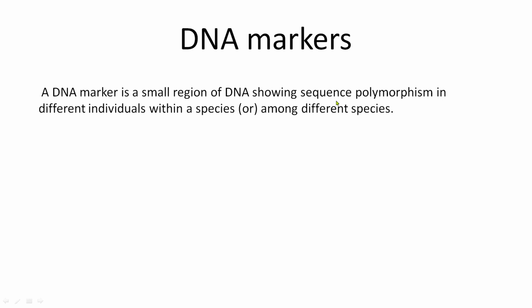It is a small region of DNA showing sequence polymorphism in different individuals within a species or among different species. What does it say? For a particular species, say for example pea plant, if there are several varieties having different alleles, A, B, C, and small a, they will produce different DNA bands corresponding to the different alleles present in the crop species. So you can detect polymorphism at the level of variation in the DNA sequence.